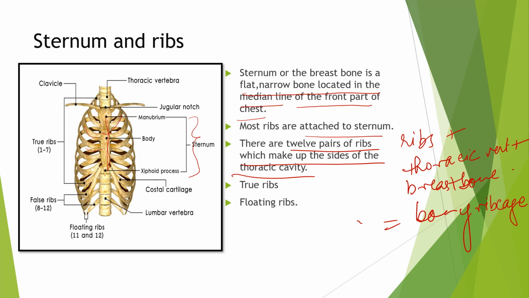These three are combining to form the bony rib cage: the breastbone, the thoracic vertebrae and the ribs.